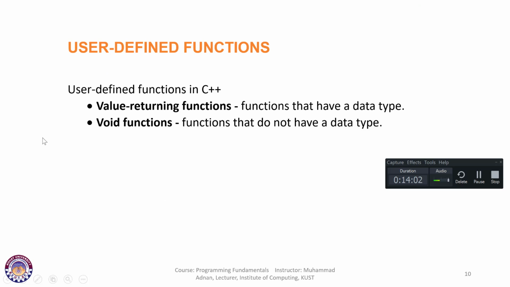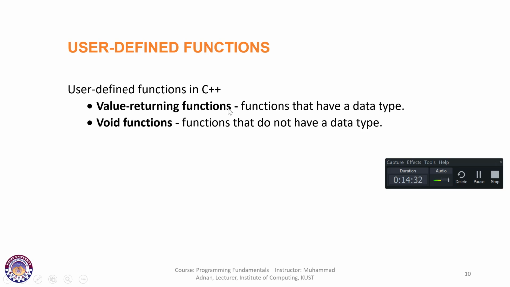And then we have another type of functions called user-defined functions. The user-defined functions are there because a lot of times the user is faced by a problem and he or she writes a solution for that problem. So that solution or that function becomes a user-defined function. And further we have two types of user-defined function: value returning functions that have a data type, and void functions that do not have a data type.